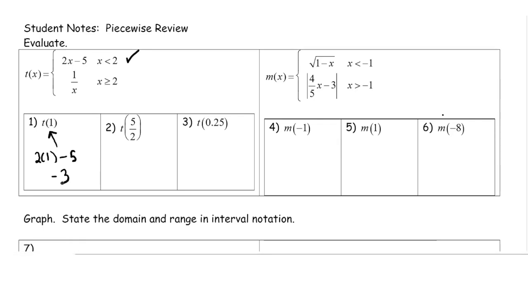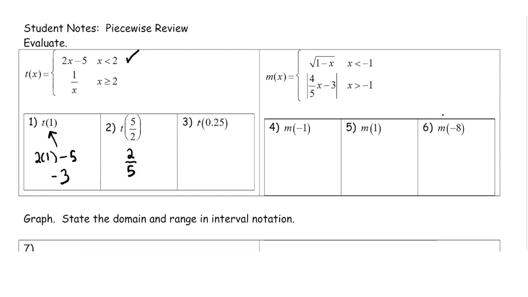All right. Problem 2. We have 5 halves, and 5 halves is 2.5, and 2.5 is greater than or equal to 2, so we're using the bottom rule, which is the reciprocal, 1 over x. So this would evaluate to the reciprocal of 5 halves, or 2/5.